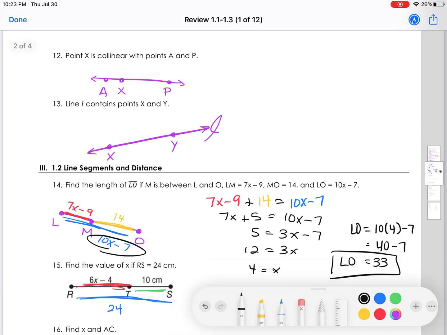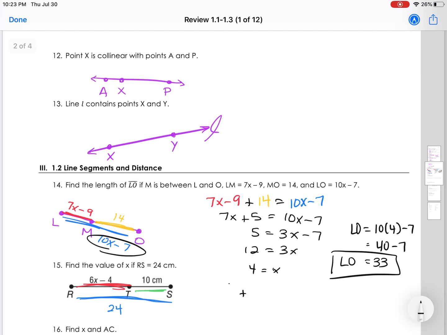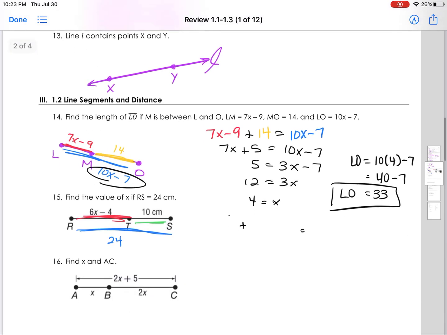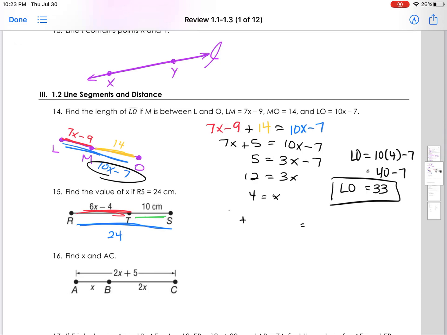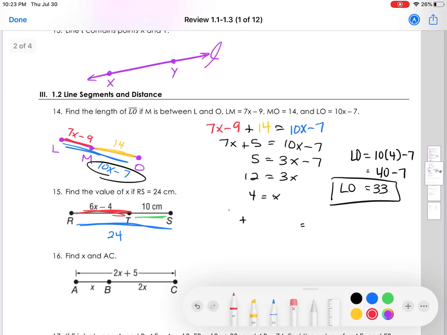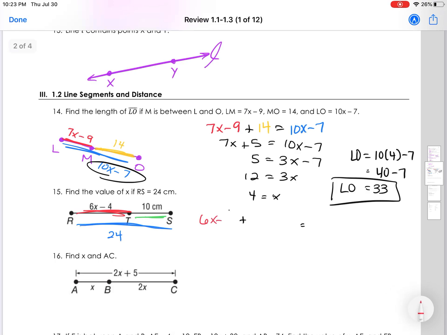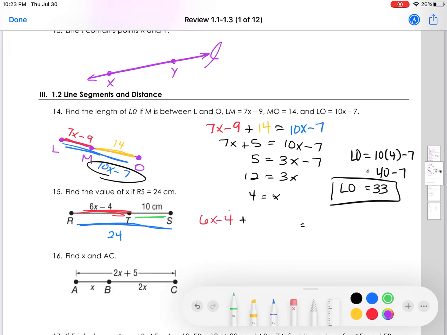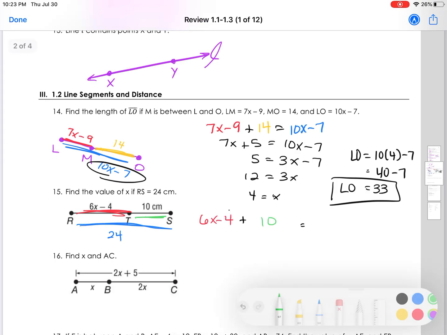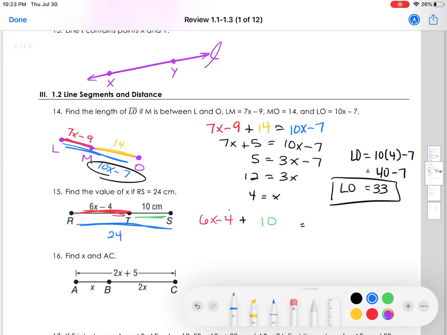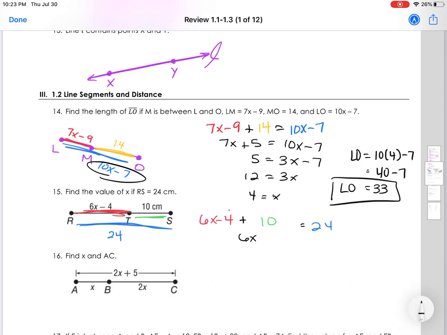All right, so if we add the two segments together, we know that they will equal the entire segment. So I can add the red part plus the green part. So we've got the red part, which is 6x minus 4, plus the green part, which is 10. It should equal the blue, which is the whole thing, 24. All right, so let's just combine this up. So that is 6x plus 6 is equal to 24. Subtract and get 6x equals 18, so x is 3.